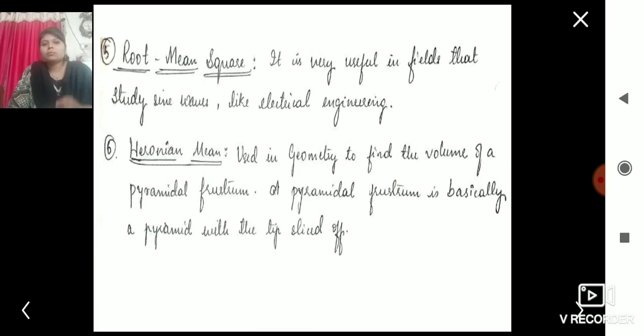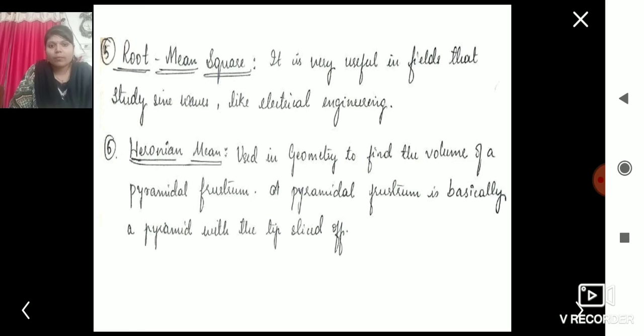Root mean square is another type of mean. It is very useful in fields that study sine waves, like electrical engineering. They would require sine wave calculations, so there this would be helpful.